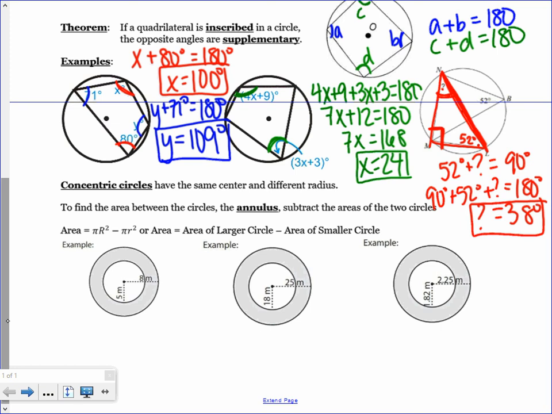A donut, a tire, a bullseye target, lots of different options. And what we are going to look at is the area between the circles. So let's look at our little donut example.